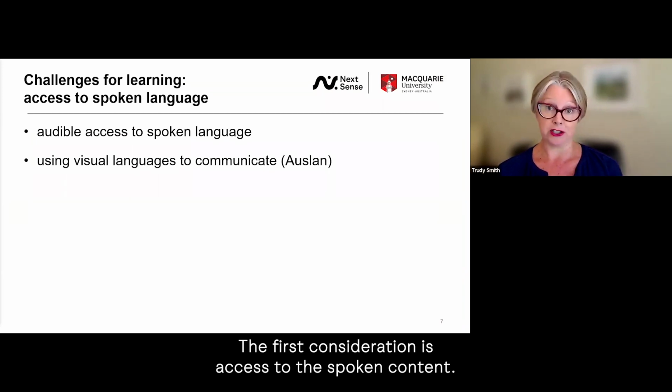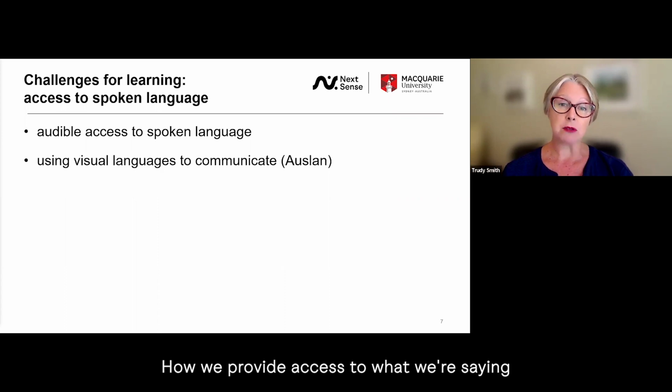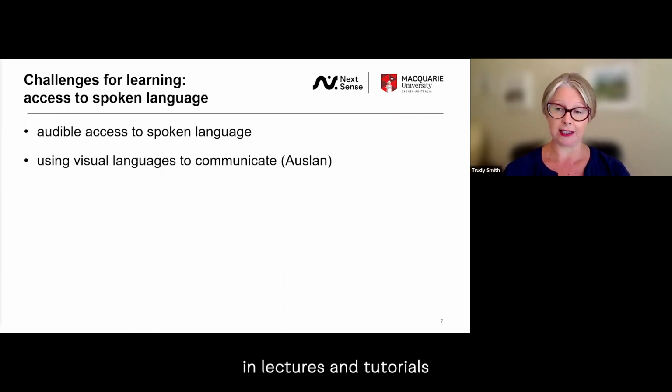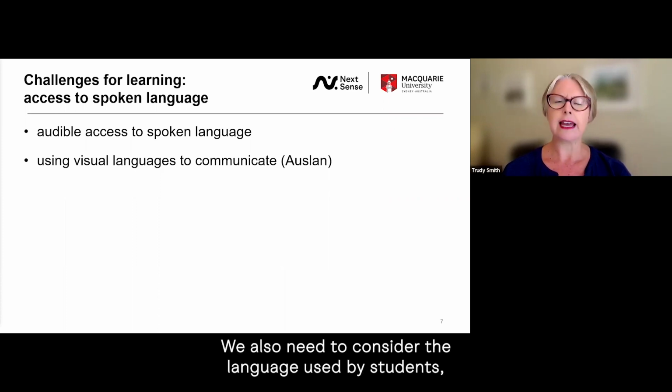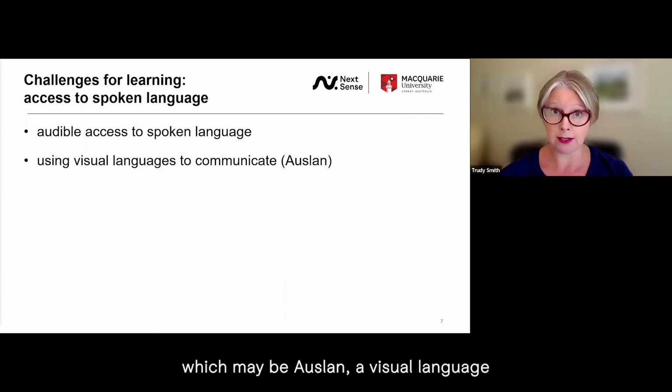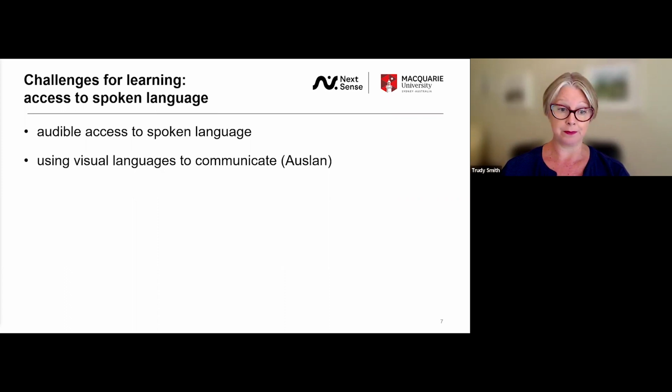The first consideration is access to spoken content. How are we overcoming the hearing loss of our students? How will we provide access to what we're saying in lectures and tutorials and any audible content in videos that we share? We also need to consider the language used by students, which may be Auslan, a visual language, and how we're going to accommodate that.